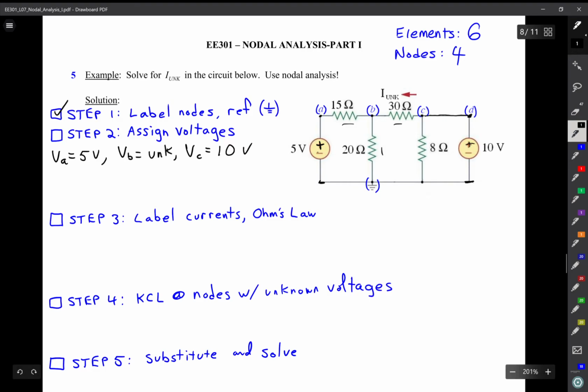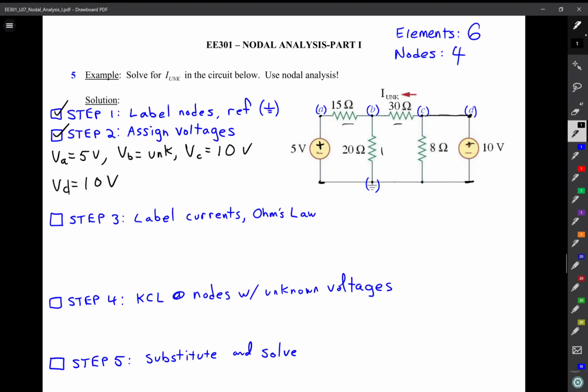And finally, let's take a look at what the voltage at D is. Voltage at D is equal to C, so that's 10 volts, for the same reason as I mentioned before. So I'm done with step 2. Step 3 is to label the currents and define those currents in terms of the node voltages, and we're going to use Ohm's law to do that.